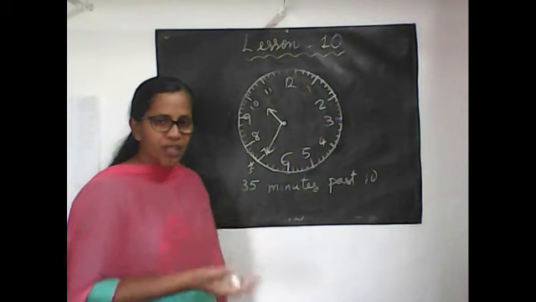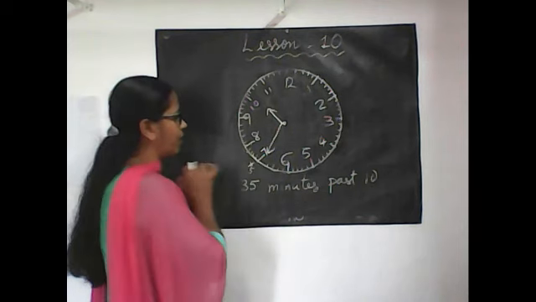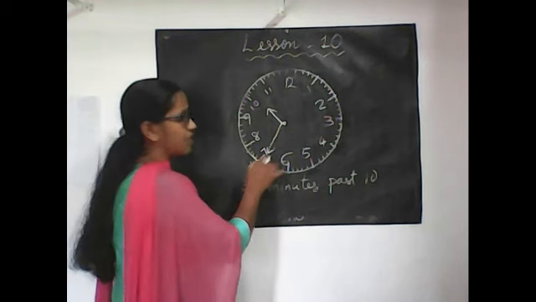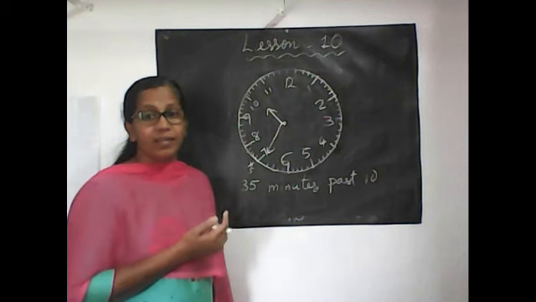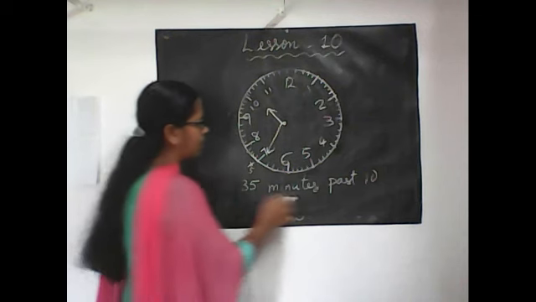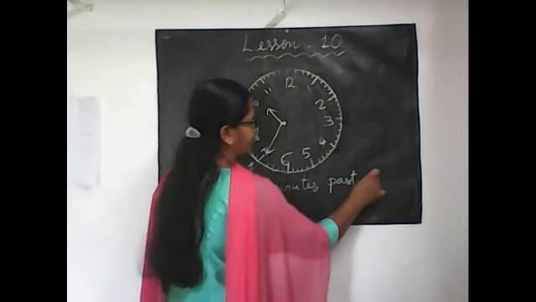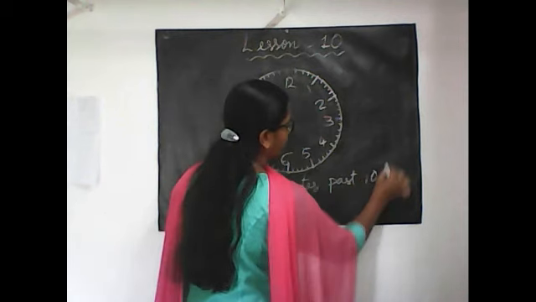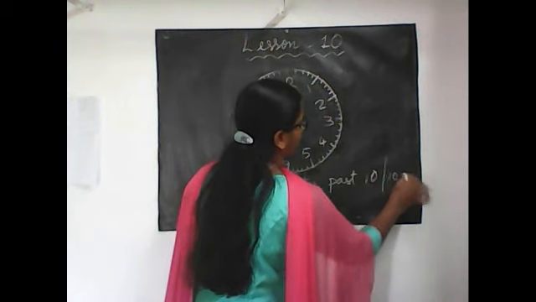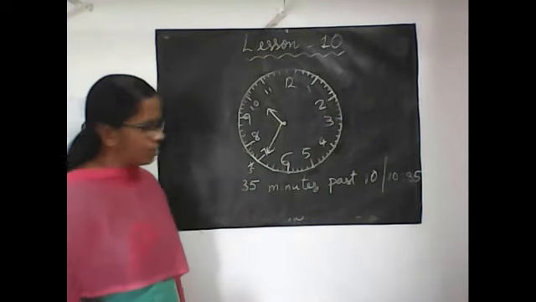Then how much is past? For that you have to look at the long hand. It is past 7. 7 means 7 into 5, 35 minutes. 35 minutes past 10. Or we can write that 10:35. Okay, like that you have to write.